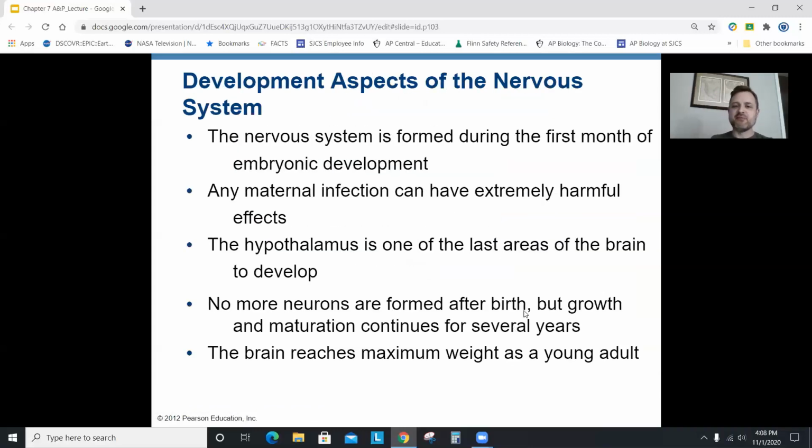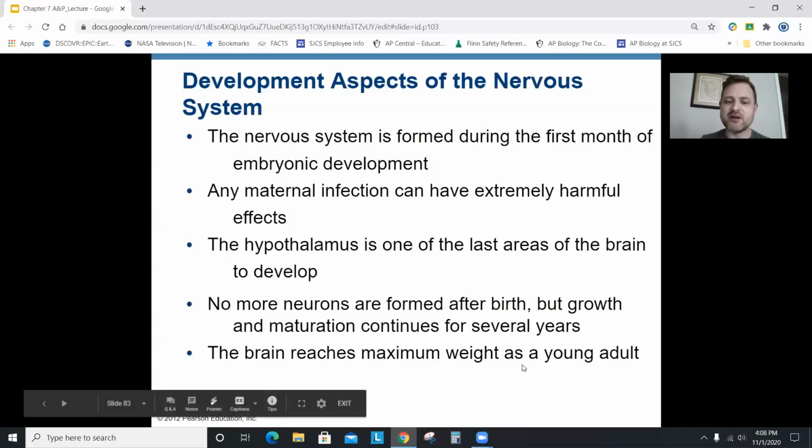The book has a whole section on developmental aspects of the nervous system. So the first month of embryonic development, the nervous system starts to be formed. It's formed very, very early. Any maternal infections can be very harmful. Things like drinking or smoking when a woman's pregnant affects the nervous development of the fetus. One of the last regions to develop is the hypothalamus. And again, once you're born, you don't form more neurons. The first couple years of your life, neurons do grow and mature, and they form new connections. But once you're born, you don't. The number of brain cells you're born with is what you're going to have the rest of your life. Or obviously, you can have fewer of them if they die.